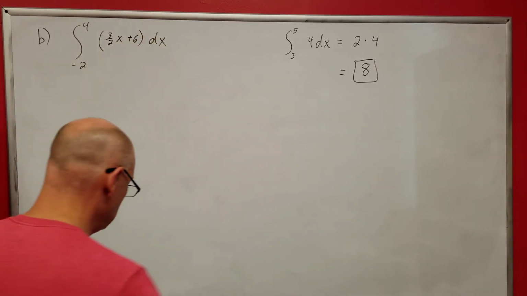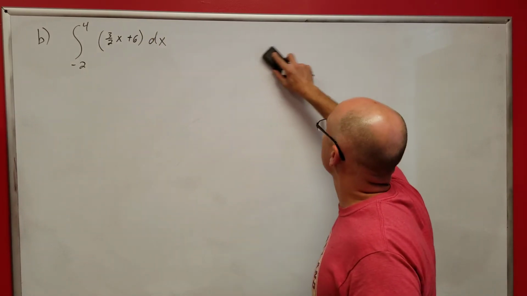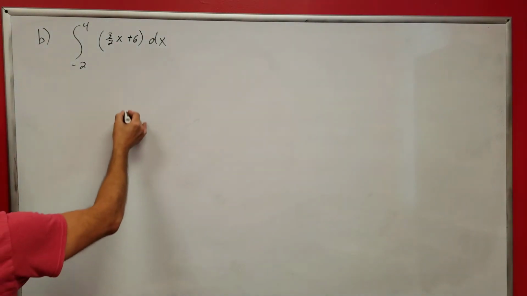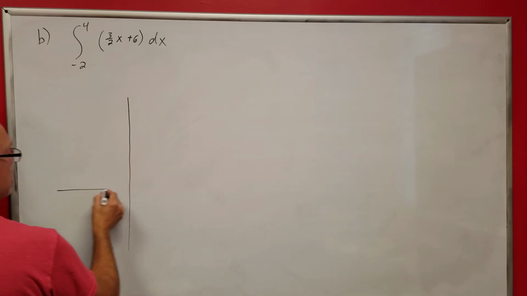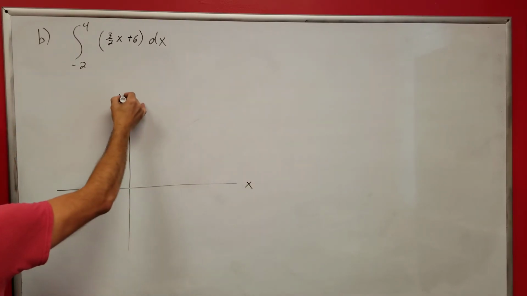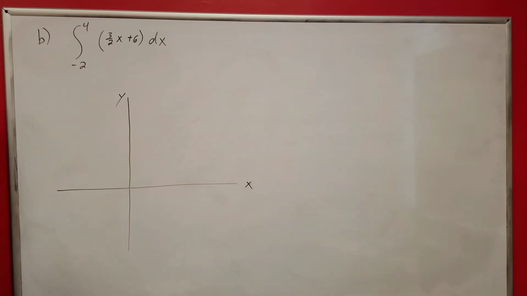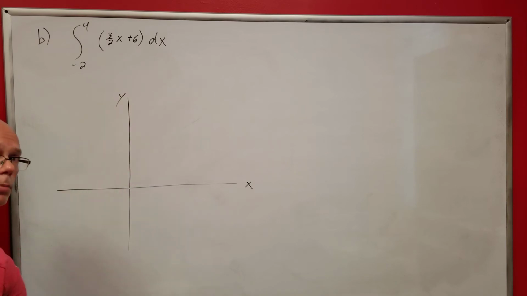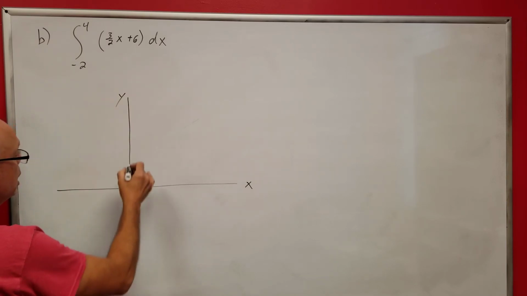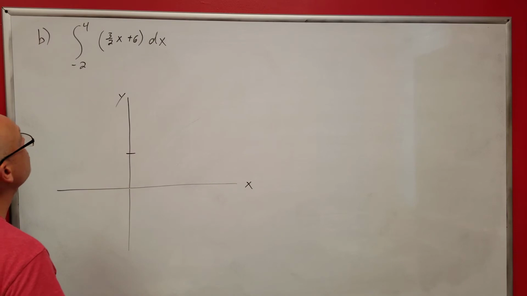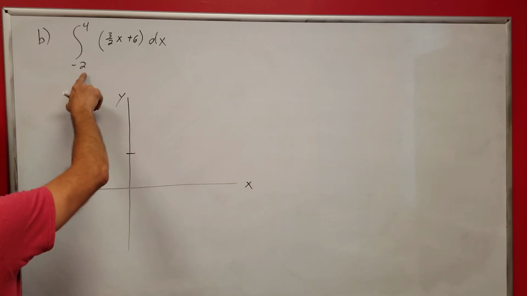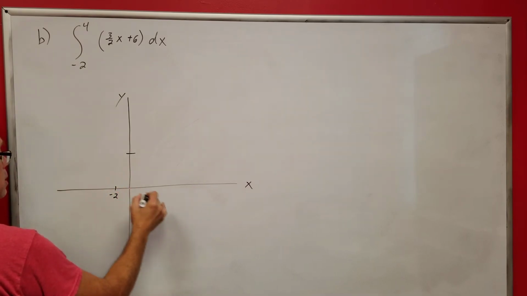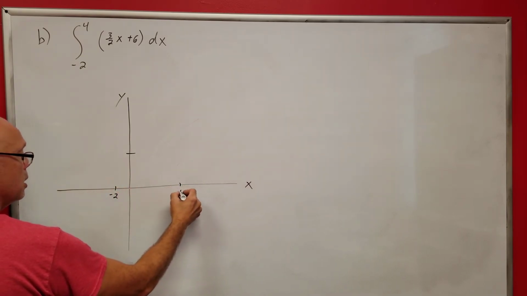So they want me to draw a picture of this and then find the area under the curve using a formula. So let's draw a picture of what this looks like, okay? Here's your x-axis, here's your y-axis. 3 halves x plus 6 is a line with a positive slope of 3 halves, right? And it goes through the y-axis at 6. All right, now, where do I want to look for the area between negative 2 and 4? So maybe here I have negative 2, maybe here I have 4, okay?